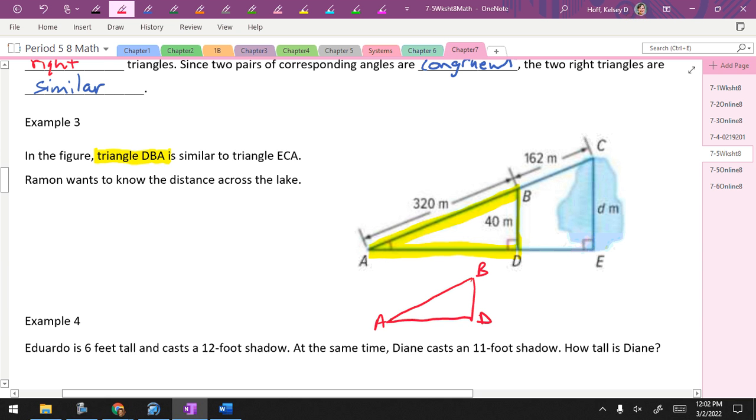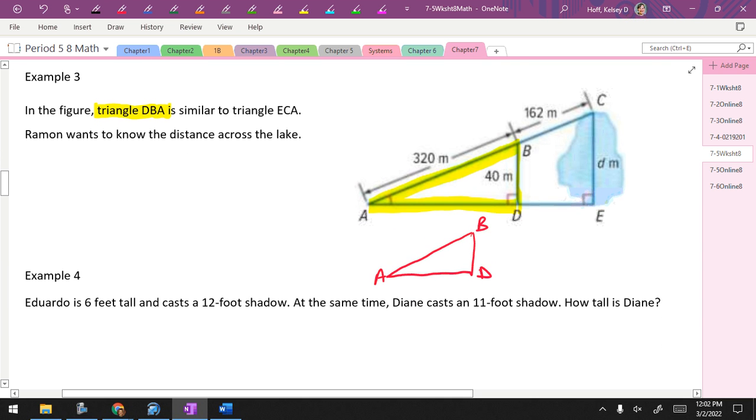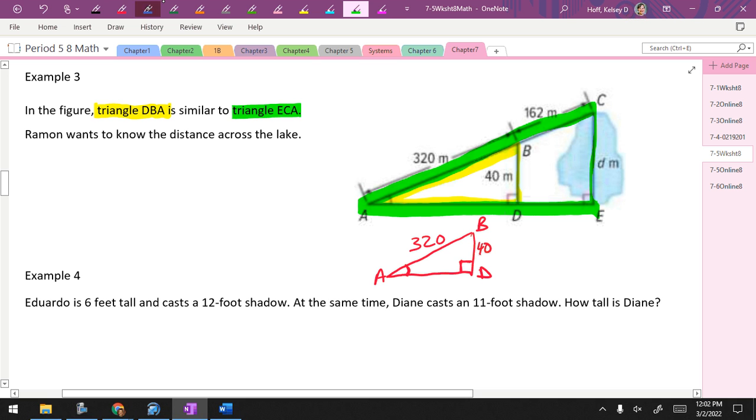somebody who hasn't answered for me, tell me important information from our original diagram that I probably should put in my new little triangle I drew. Tori? 320 meters, very good. Anything else? 40 meters, the right angle. There's one other thing. Yeah, you see the swoop on the A right there? They talk about triangle ECA. Draw that one out.